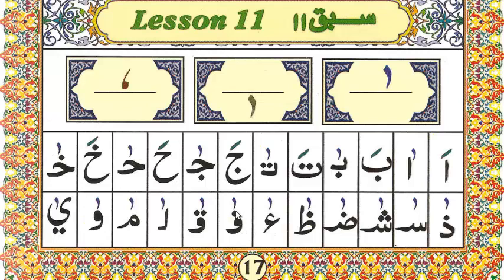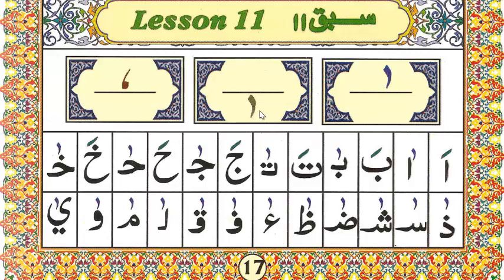Fa standing fatha fa. Qaf standing fatha qa. Lam standing fatha la. Mim standing fatha ma. Waw standing fatha wa. Ya standing fatha ya. So we practiced them only with standing fatha or standing zabur.